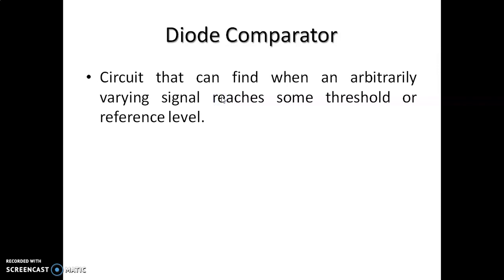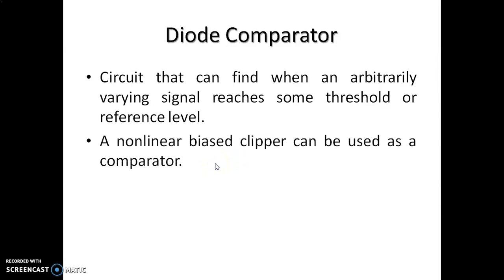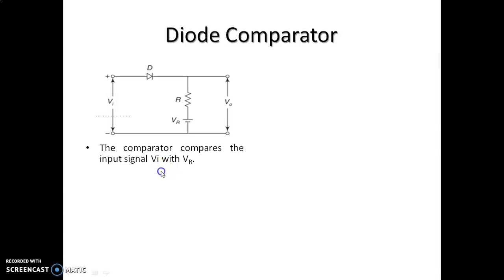The circuit that can sense at which point an arbitrarily varying signal reaches some threshold or reference level is a diode comparator. A non-linear biased clipper can be used as a comparator. This is the circuit of the comparator. Actually this circuit is a biased clipper, and this biased clipper can be used as a comparator. This comparator compares the input signal with the reference signal. Now let us assume that a ramp input is applied to this circuit.